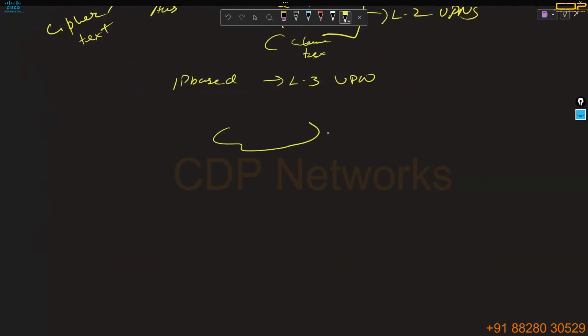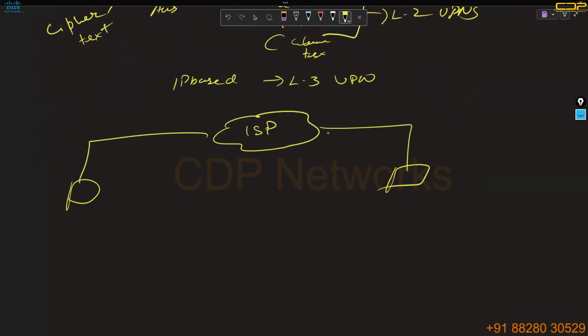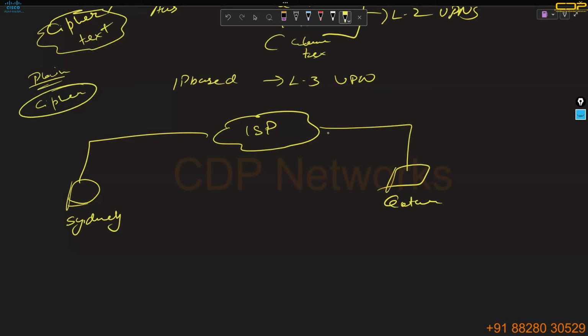So here the role comes of the ISP. Suppose here my site is Sydney, and here my site is Qatar. Can anyone tell me what is ciphertext? What is plain text, or clear text? What is the difference between them? Whenever my data is in plain format, with no encryption, we call it plain text. Whenever my data is encrypted, we call that ciphertext.